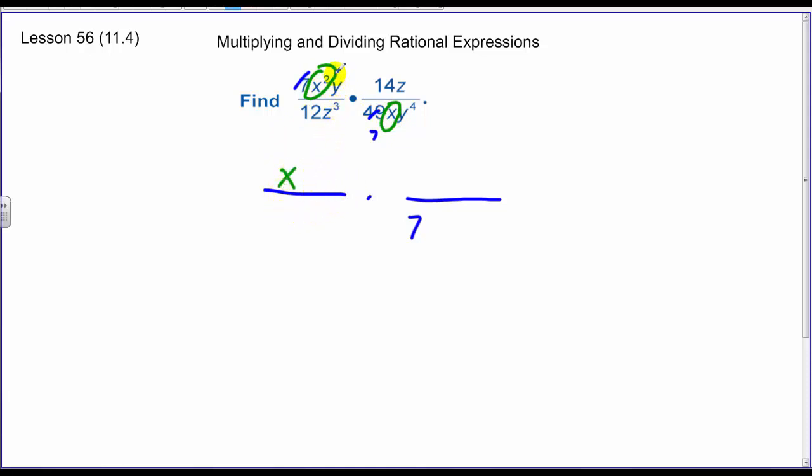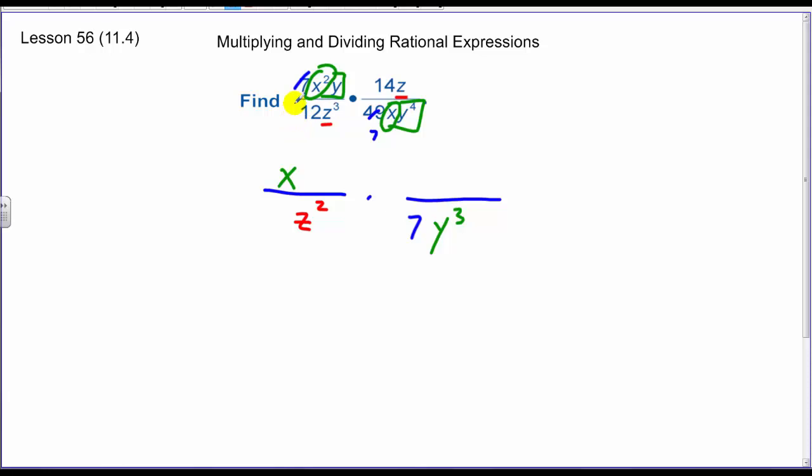Next I have a y and a y to the fourth. I'm going to once again subtract the two exponents, so it's a 1 and a 4, get a y cubed, and that's going to be in the denominator because the biggest power is in the denominator. Notice I have a z cubed and a z. Biggest term is in the denominator, subtract the exponents, so that's z squared. And that takes care of those.